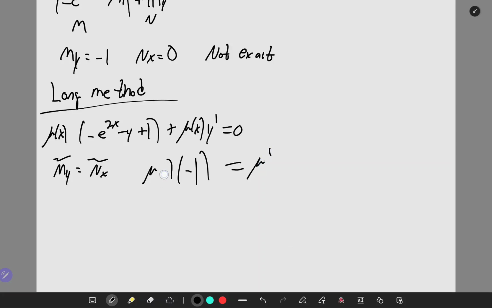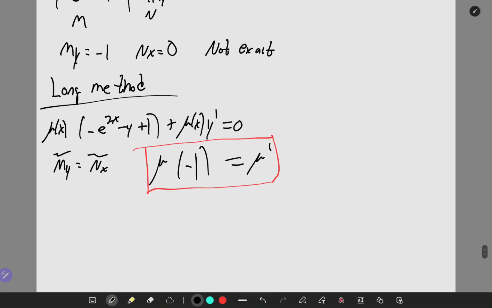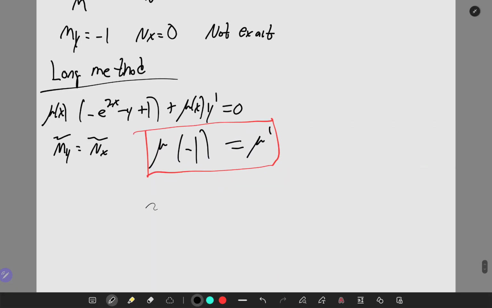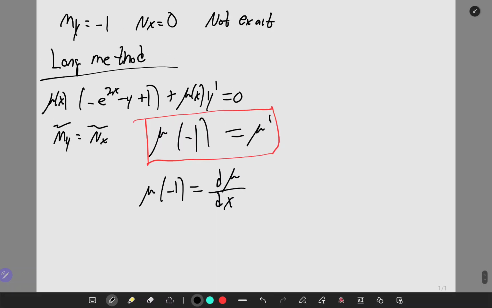So I'll just write it as mu prime. I'll just rewrite this. So this right here, this is all we need. I honestly prefer the long method. Wow, this is so much easier, isn't it? Right from here, we just do our separable equation. So we have mu times negative 1 is equal to d mu dx, right? This is with respect to x, I think.